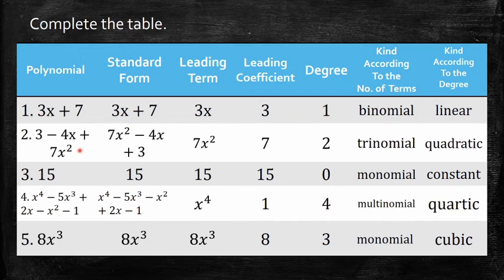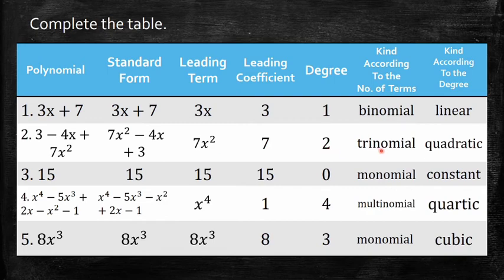Now, let us have the second example. We are given here 3 minus 4x plus 7x squared. So, we have to rearrange it from the highest degree to the lowest. So, we have 7x squared minus 4x plus 3. Take note that we include the sign. So, the leading term, after we arrange it in standard form, is 7x squared. And then the leading coefficient is 7. And the degree of the leading term is 2. So, therefore, the degree is 2.